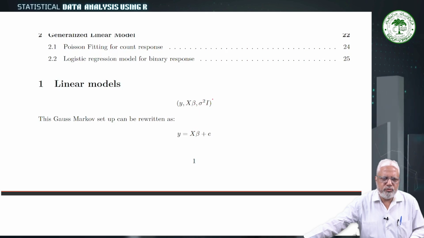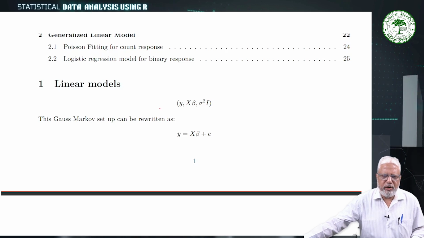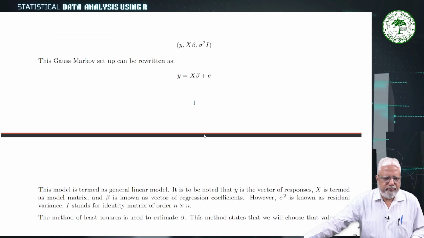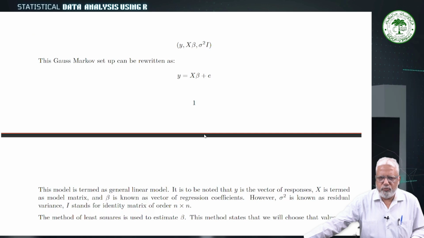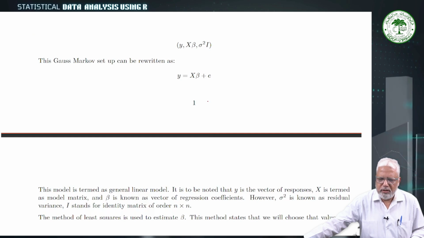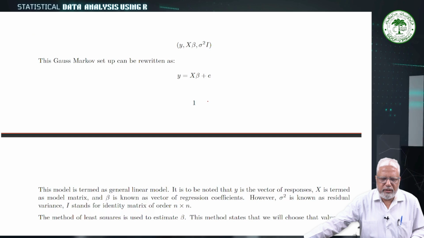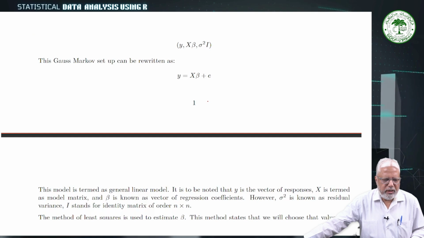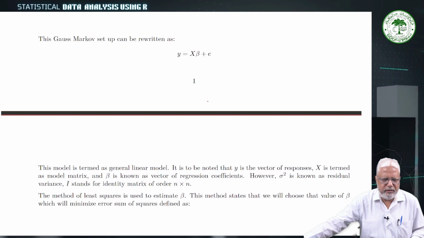Y ~ (X beta, sigma square I). The Gauss-Markov setup can be rewritten as y is equal to X beta plus E. So here, this is termed as the general linear model. It is to be noted that y is the vector of responses, X is termed as the design matrix or model matrix, and beta is known as the vector of regression coefficients. However, sigma square is known as the residual variance.